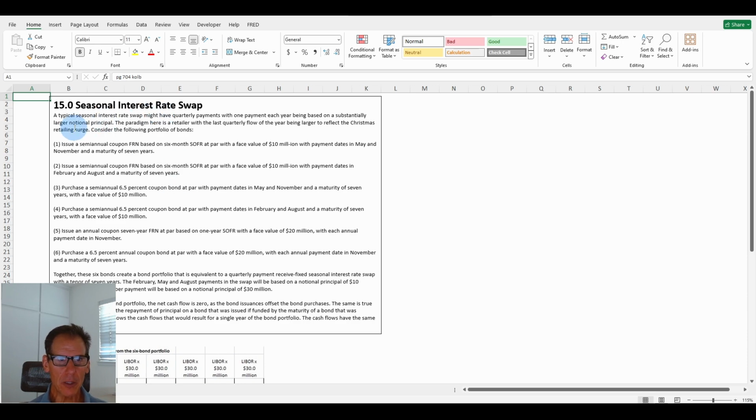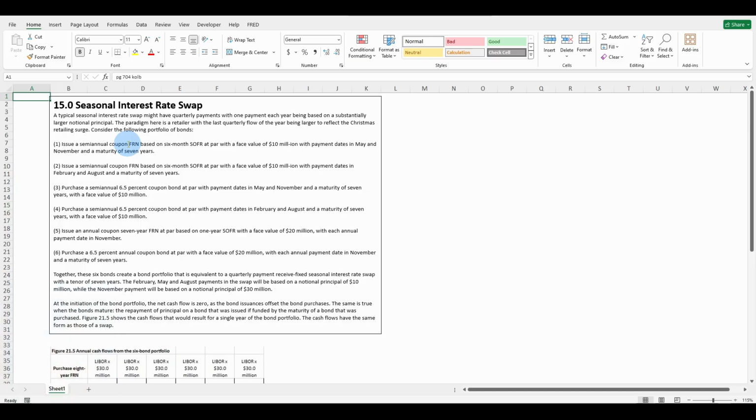A typical seasonal interest rate swap might have quarterly payments with payment each year being based on substantially larger notional principal. The paradigm here is a retailer with the quarterly flow of the year being larger to reflect the Christmas retail surge. Consider the following portfolio of bonds.